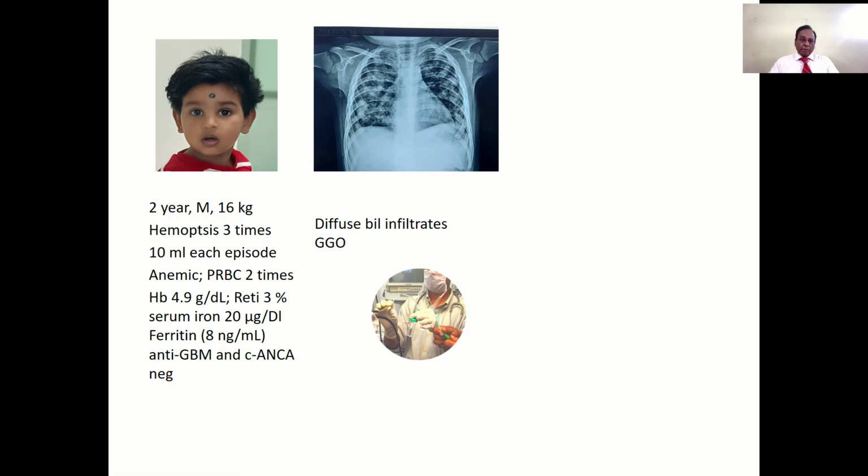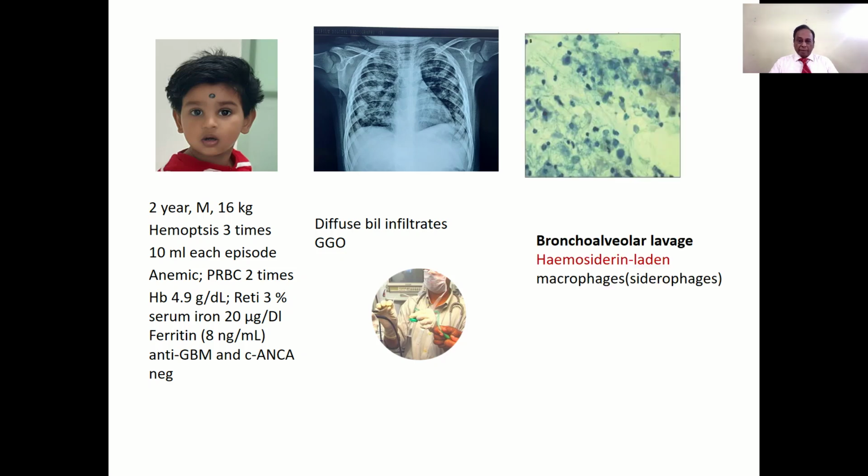Whenever you suspect this, we can do BAL, and we can find hemosiderin-laden macrophages. Whenever a fresh bleed has happened, within 2 days your macrophages are going to engulf the blood, and that can be easily reported by BAL. And the BAL shows hemosiderin-laden macrophages.